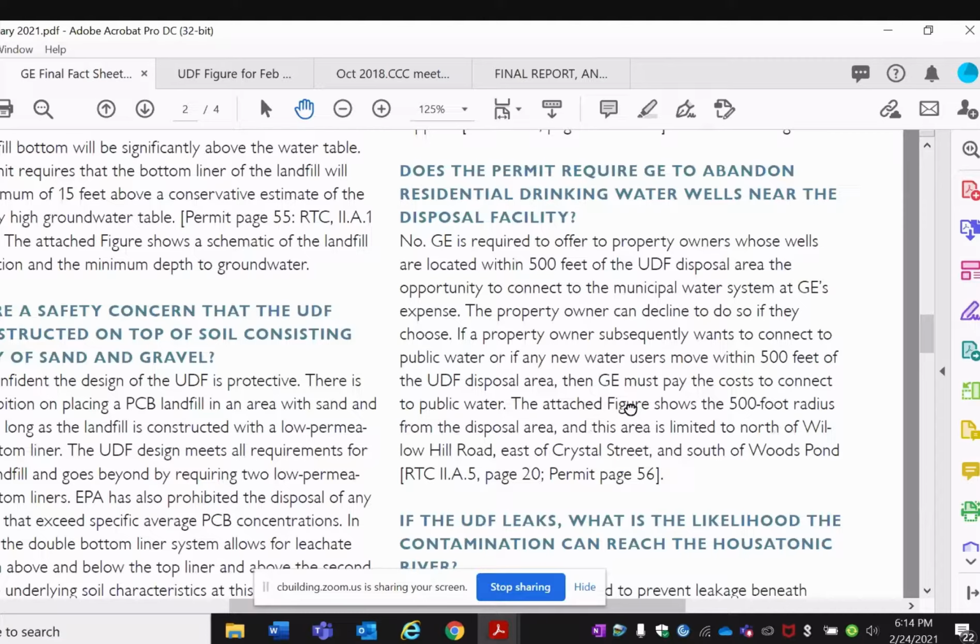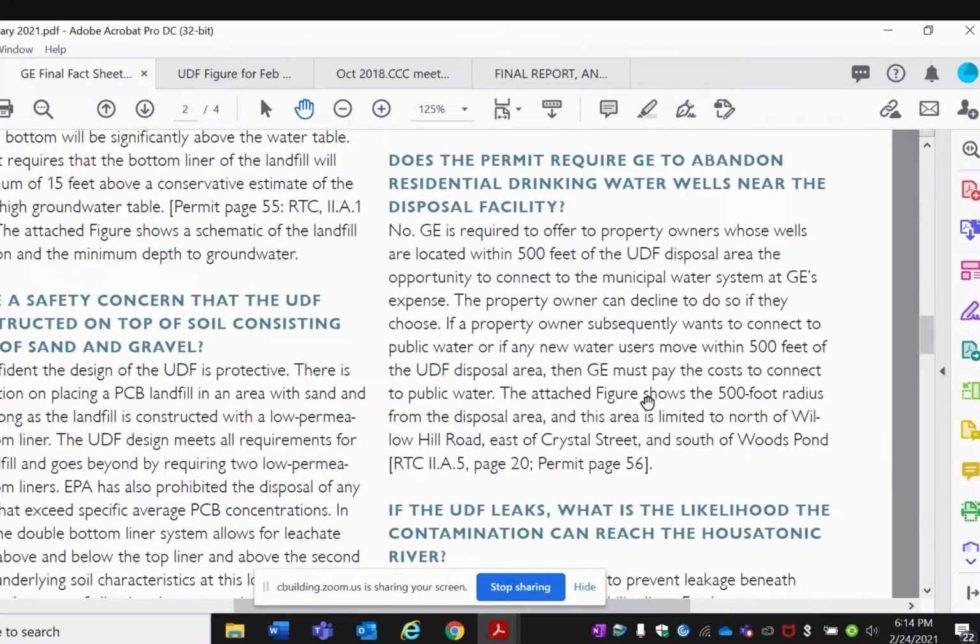Another question we've got from numerous property owners is, does the permit require a property owner to abandon its well if it's near the disposal facility? So the answer here is pretty clear. No, it does not. And you can read that in the permit on page 56. What GE has to do is identify all wells located within 500 feet of the disposal area and then offer the opportunity for a landowner to connect to the municipal system. There is no requirement. And if a property owner says no next week and decides 5 years from now, if they're still within that 500-foot range, GE must pay for the cost to connect to the water.